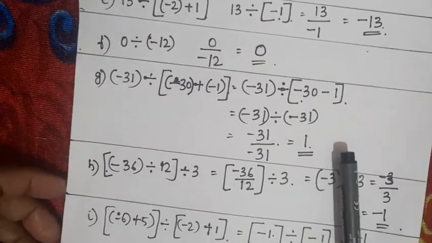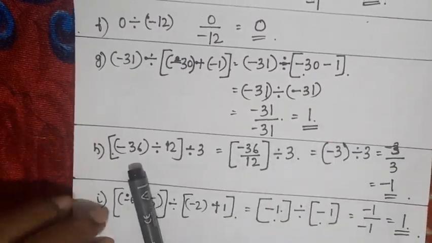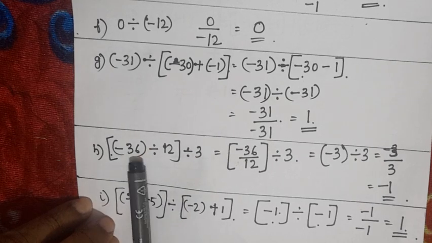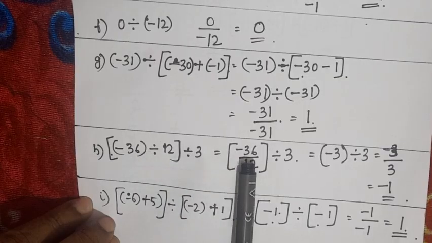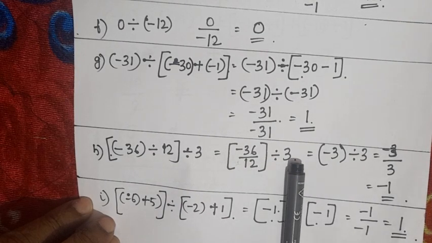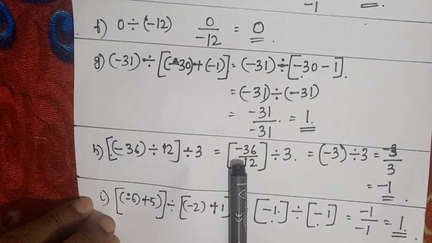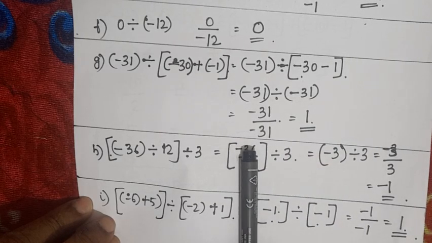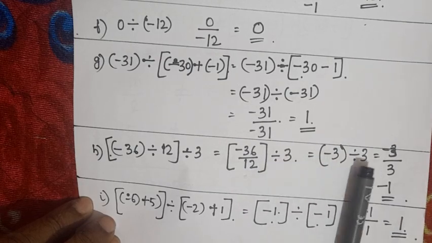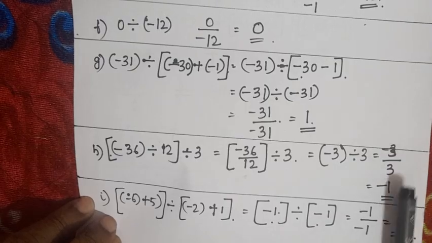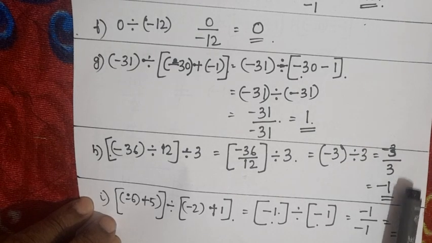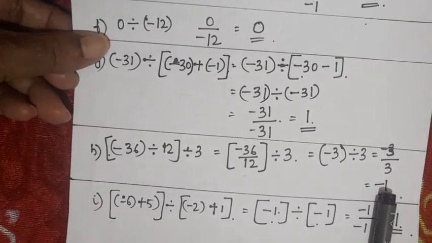The next question. Minus 36 divided by 12, bracket, divided by 3. Now you solve the bracket first. Minus 36 divided by 12. Now next, divided by 3. Now minus divided by plus is equal to minus. 12 ones are 12, 12 threes are 36. Now the answer of this bracket is minus 3 divided by 3. So minus 3 divided by plus 3. So minus divided by plus is minus. 3 ones are 3. So minus 1 is the answer.